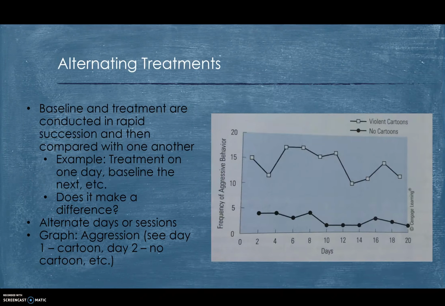Another type to look at would be alternating treatments for behavioral data graphing. So we've got baseline and treatment kind of on and off. For instance, this person's aggressive behaviors are being measured based on whether they watch violent cartoons or not. So we can see on day 1 they did, and the rate is high, and then on day 2 they did not, and the rate is lower. Day 3 they did, and the rate is back up again. So we see pulling back this treatment or this variable, which would be the violent cartoon watching, and then putting it in again. So it's kind of a back and forth there, one and then the other.